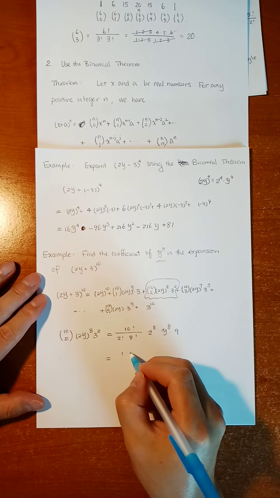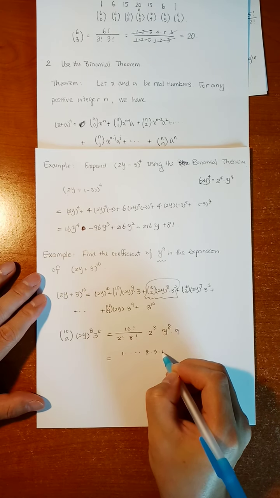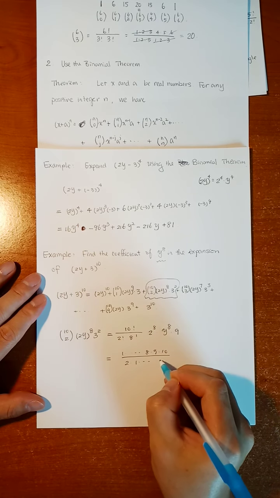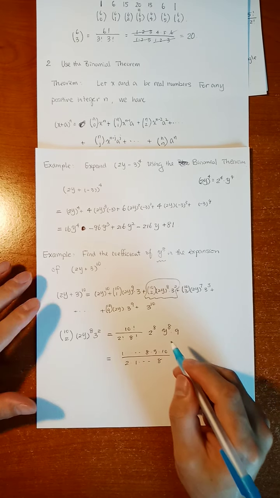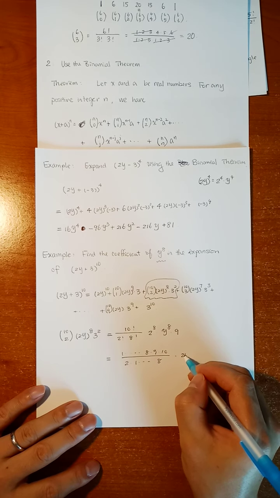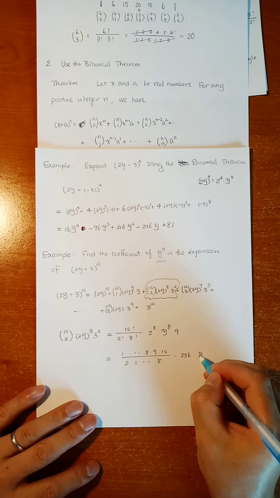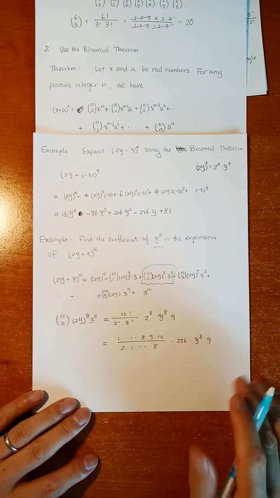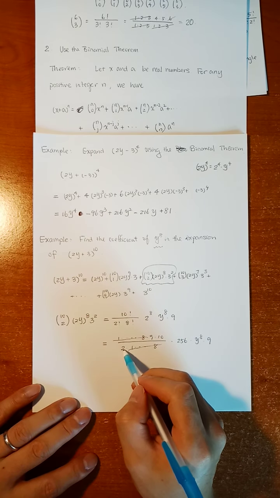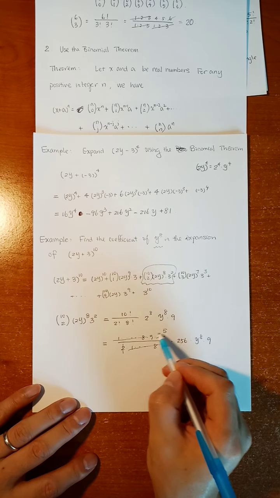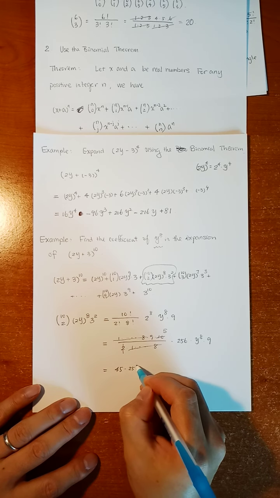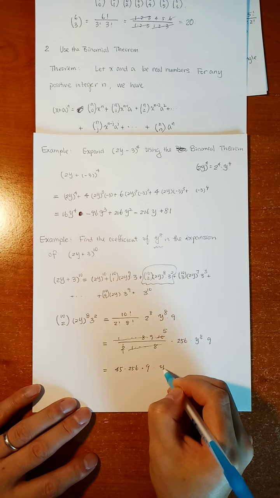Let's compute 1, 2, 8, 9, 10. 2 factorial is 2. 8 factorial is 1, 2, up to 8. What is 2 to the 8th power? It's 16 squared, 256, times y to the 8th power and times 9. And 1 times up to 8 in the numerator and denominator cancel. 2 cancels with 10, you get 5. 5 times 9 is 45, so you get 45 times 256 times 9 times y to the 8th.